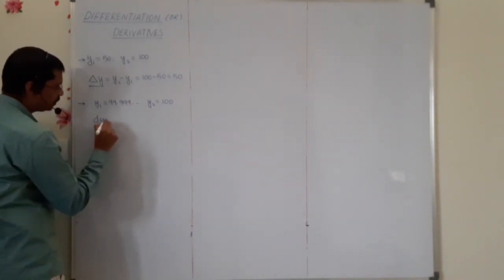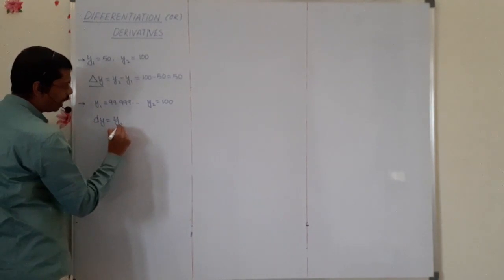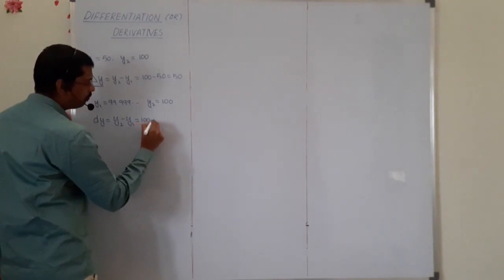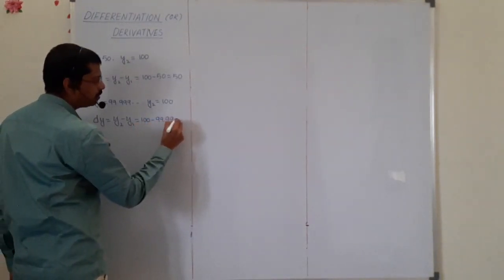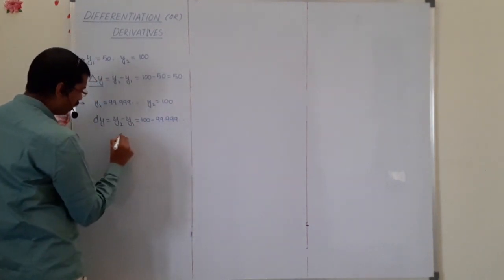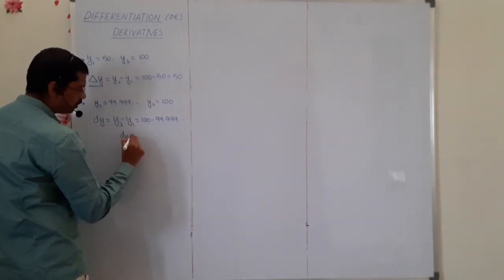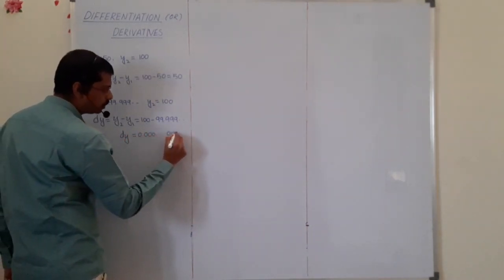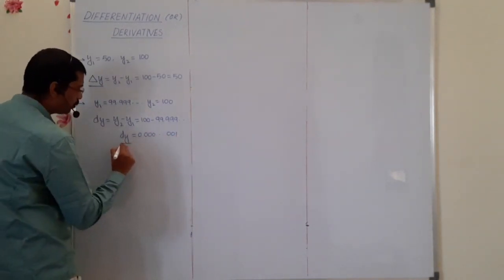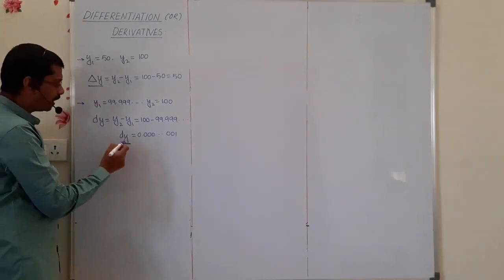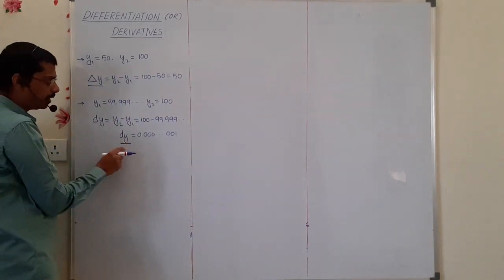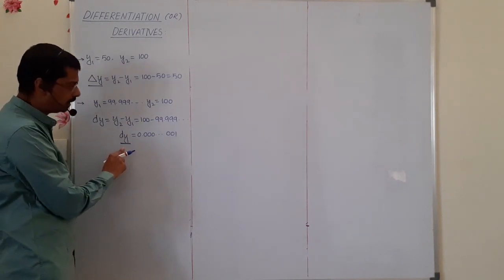dy is equal to y2 minus y1. That means 100 minus 99.999 and so on. Now this value dy is equal to 0.000 and so on to 001. Delta y is a finite difference, and dy is an infinitesimally small difference.